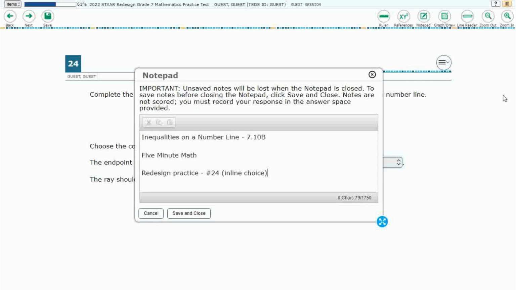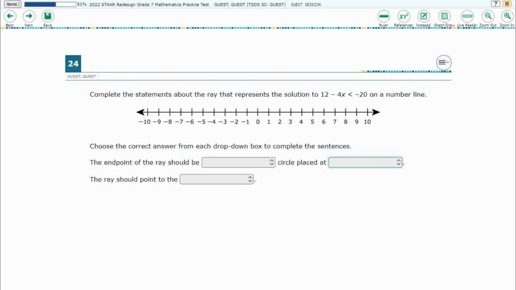Today we are looking at the 7th grade concept of inequalities on a number line. This is standard 7.10b in the great state of Texas, and we are using item number 24, which is a new item type called inline choice off the Redesign Practice Online STAAR test.